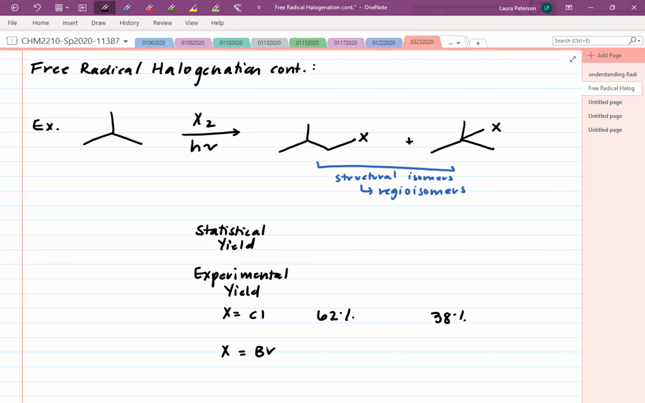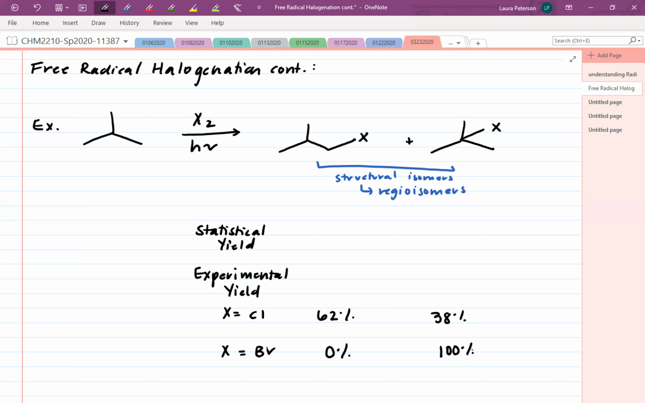If I were to change the halogen to bromine, then I completely change the selectivity of this reaction. I get essentially 0% of the primary halide and roughly 100% of the tertiary halide. That's a huge difference in selectivity, right? Before we move on, because this is going to be a huge question we're going to have to address: why do I get these different distributions of structural isomers? In other words, why are there different regioselectivities between these two reactions?